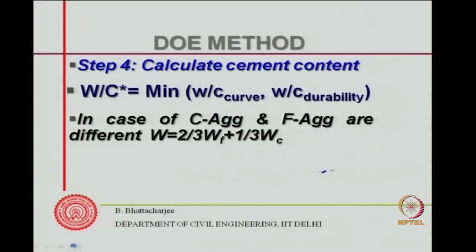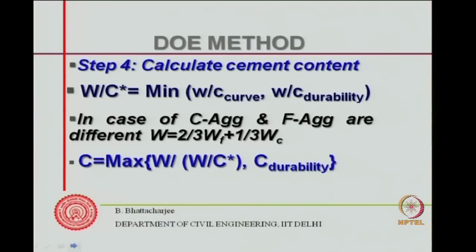So the water cement ratio in our case would now actually be 0.45 if you go from that figure, and the cement content will be the maximum of the water content divided by the water cement ratio, which is 0.45, and in this case this was 225 or 195, and C from durability, which is 300 kg. So whichever is higher, you take that.